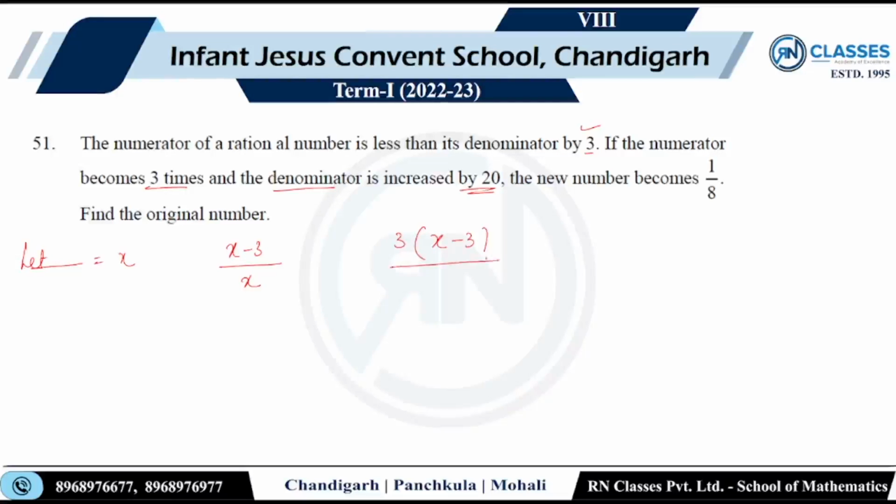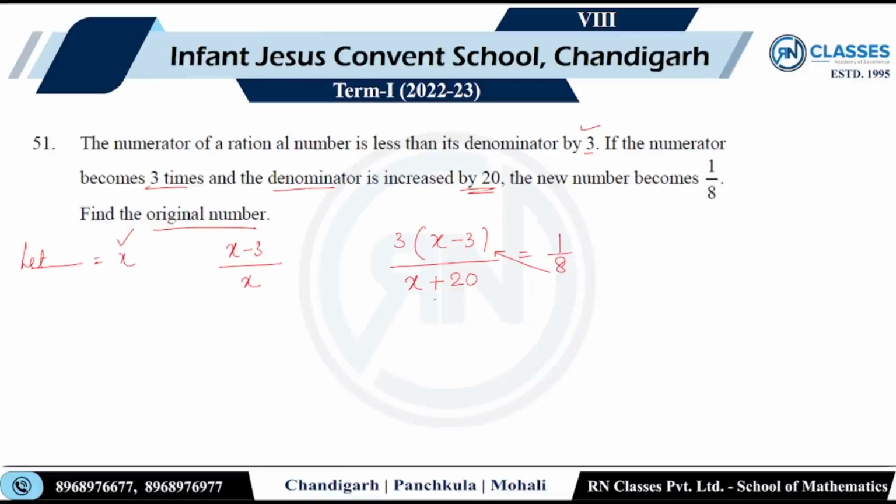And the denominator, that is x, is increased by 20. Done. The new number becomes 1 by 8. So find the original number. The original number will come when we get x. Once we put x here, x is found, so x minus 3 is also found, and I will get the fraction. So it means we have to find the value of x. You have to solve this, right?